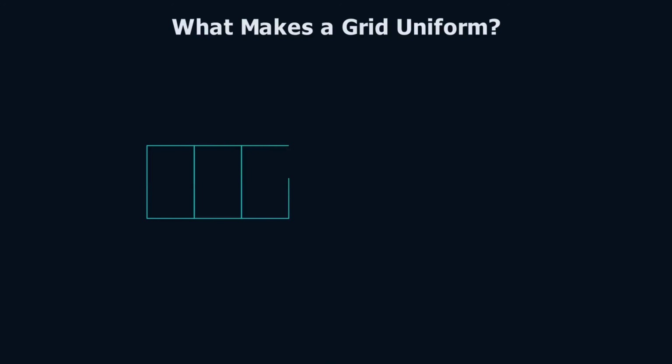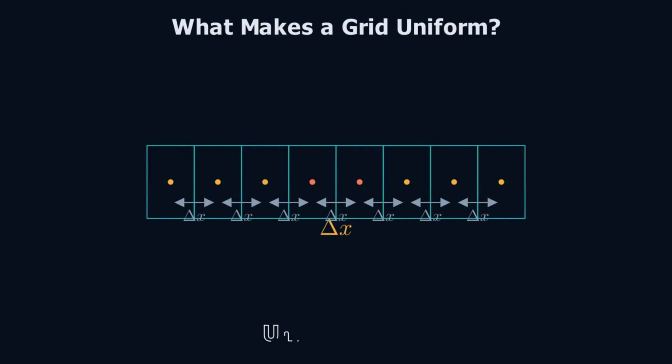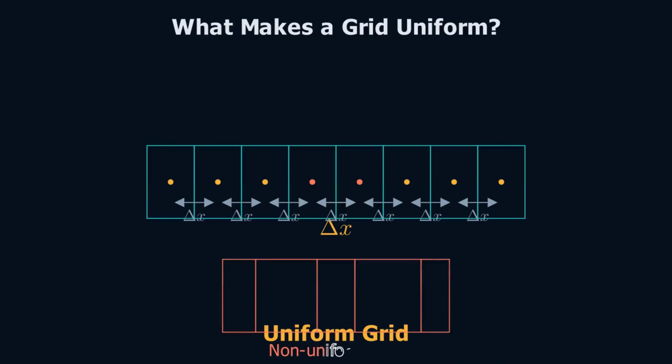So far, every computational cell has looked identical. Each cell stores its variables at the cell center. The distance between neighboring cell centers is called delta x. Notice that every neighboring pair has exactly the same spacing. When every cell has the same size, we call it a uniform grid. If the spacing changes from one cell to another, the grid becomes non-uniform. To keep things simple, we'll build our first CFD solver using a uniform grid.